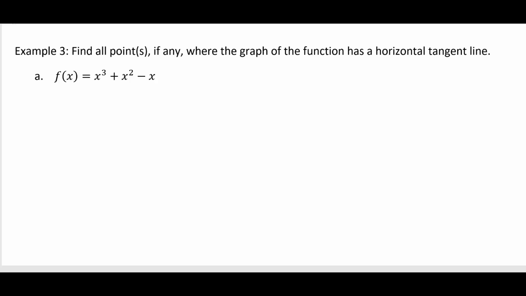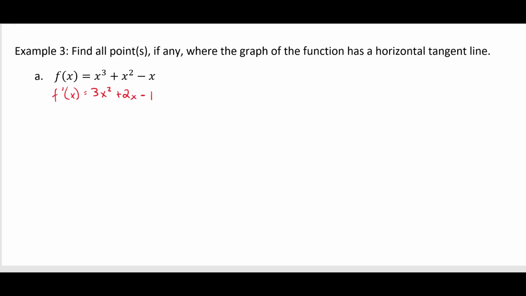Okay, so now we want to find all the points, if any, where the graph of the function has a horizontal tangent line. So the first one that we're going to look at is f of x equals x cubed plus x squared minus x. So first step we need to do is find f prime of x. Find the derivative. So f prime of x in this case, using the sum and difference rules and the power rule, is 3x squared plus 2x minus 1.